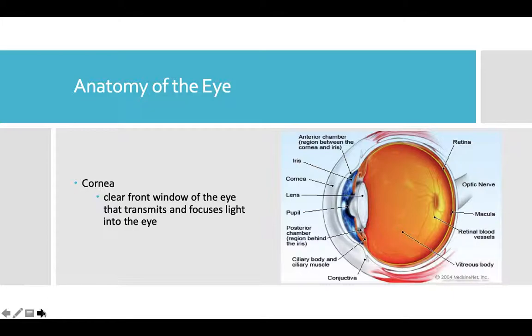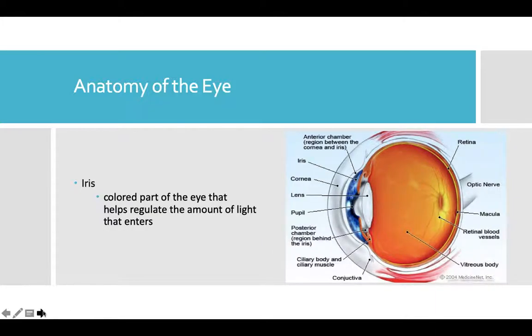The first structure we're going to look at is the cornea. This is located at the front of the eye and is the clear front window that transmits and focuses light into the eyeball. The cornea is transparent, but it is the outermost layer of the eye and first structure that light touches.